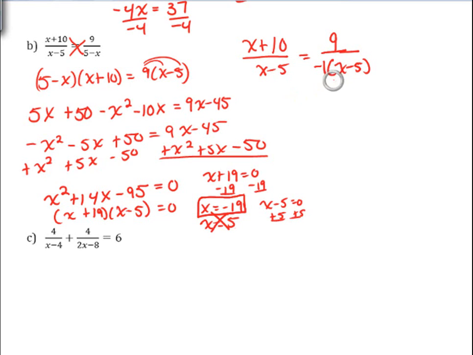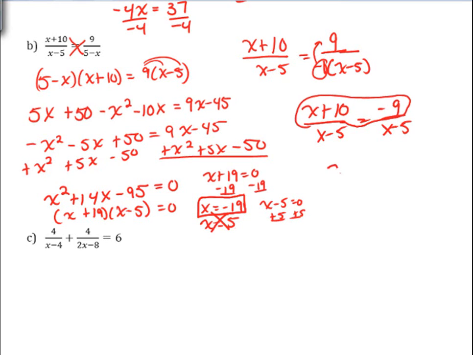Now the denominators are the same. We could move this negative 1 up to the top. And so we would have x plus 10 over x minus 5 equals negative 9 over x minus 5. And when you have denominators that are the same on both sides of an equation, you can just solve the equation from the numerator. And so x plus 10 is equal to negative 9.